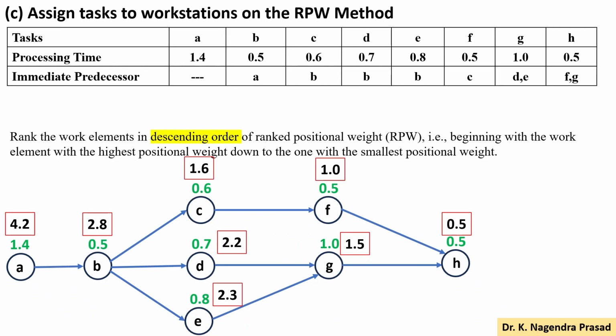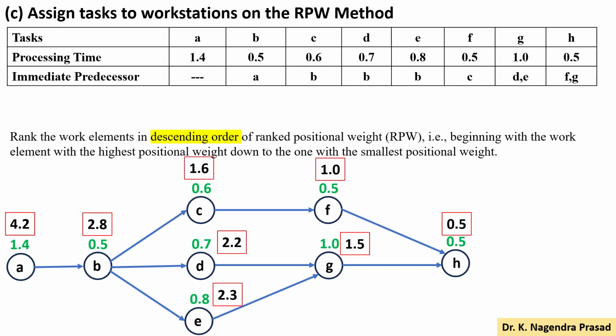Next, we rank the work elements in descending order of ranked positional weight. Based on the RPW value, we have to give a rank to each task, beginning with the work element with the highest positional weight down to the one with the smallest positional weight. We give the first rank to the highest positional weight, and the second rank to the second highest RPW value. Like that we have to give ranks to all the tasks.